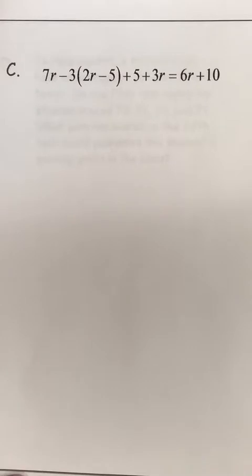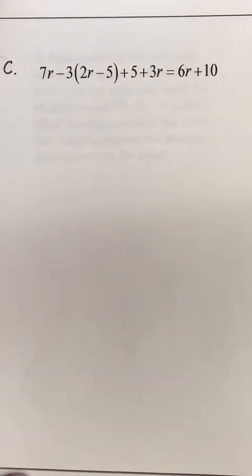7 minus 3 times the quantity of 2r minus 5 plus 5 plus 3r is equal to 6r plus 10. It doesn't list it in the directions, but I'm assuming that you're going to solve for r, so we want to say r equals a value, and what we need to do first is apply order of operations, combine like terms, and then we can solve.